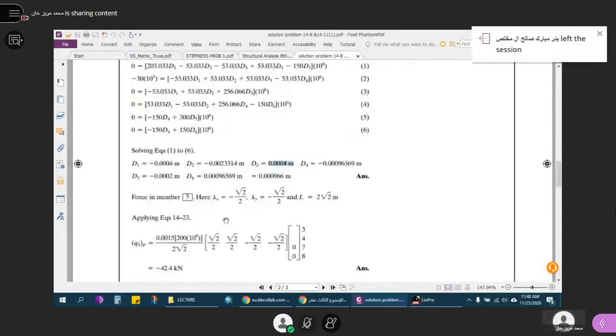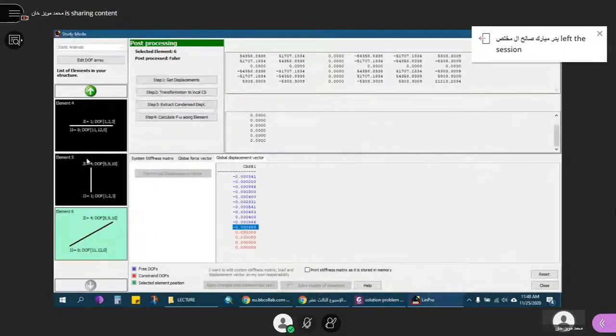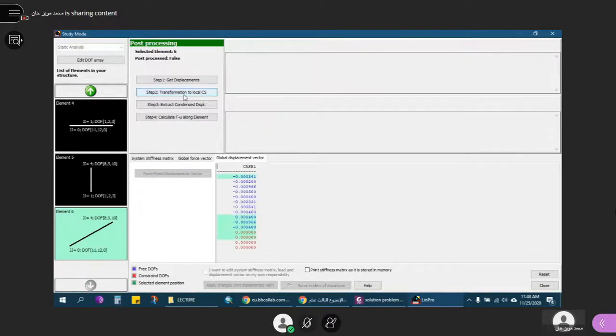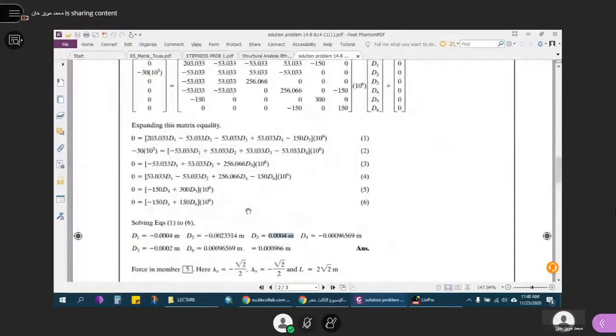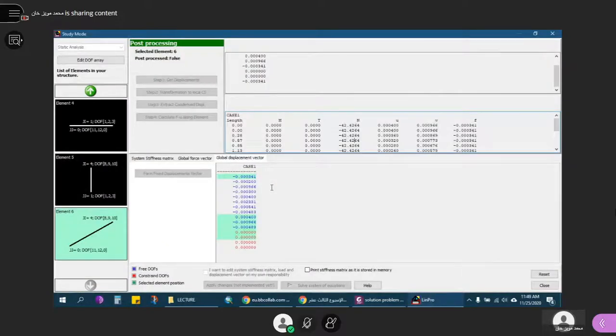Next it is asking for the force in member 5, meaning this inclined member. So let us go directly to that member and get the force. It's minus 42.42. What did they get? Minus 42.42. Alright, compression. This is how you get, by LinPro, the force in any of the members and the corresponding global displacements from here.